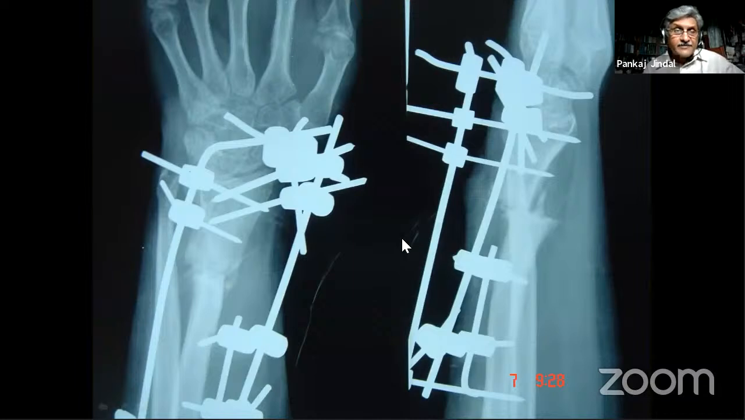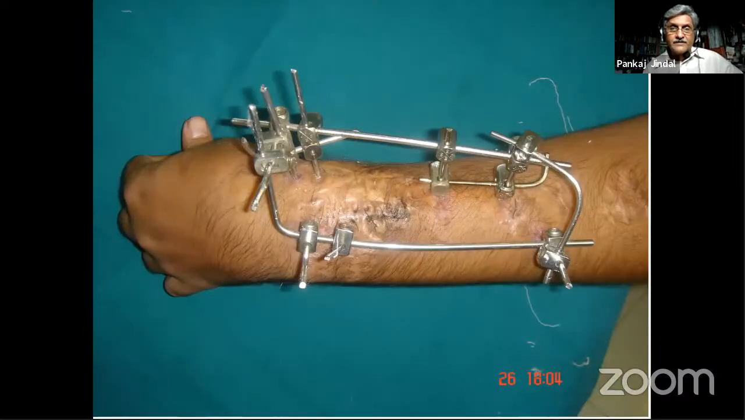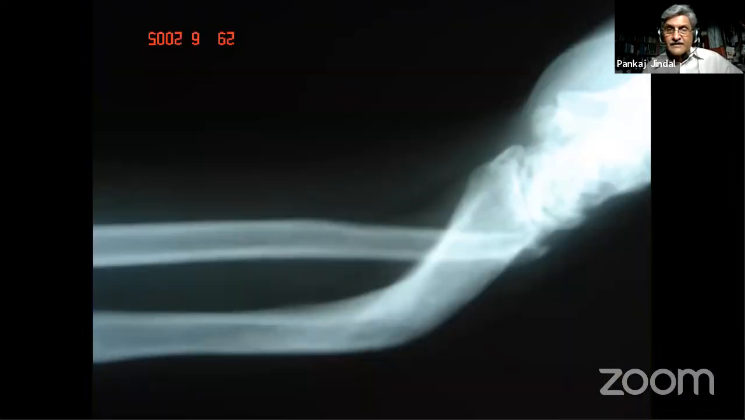We use external fixator and use a pivot on the intermediate column so that we lengthen the radial column and not the intermediate column. So this was maintained here, and only the radial side was lengthened here. We did, in fact, the over lengthening here, and they did an osteotomy here so that we could restore the radiocarpal joint, maintaining the radio-ulnar joint here. So this was the fixator we had here. This was the overlengthening that we achieved here.